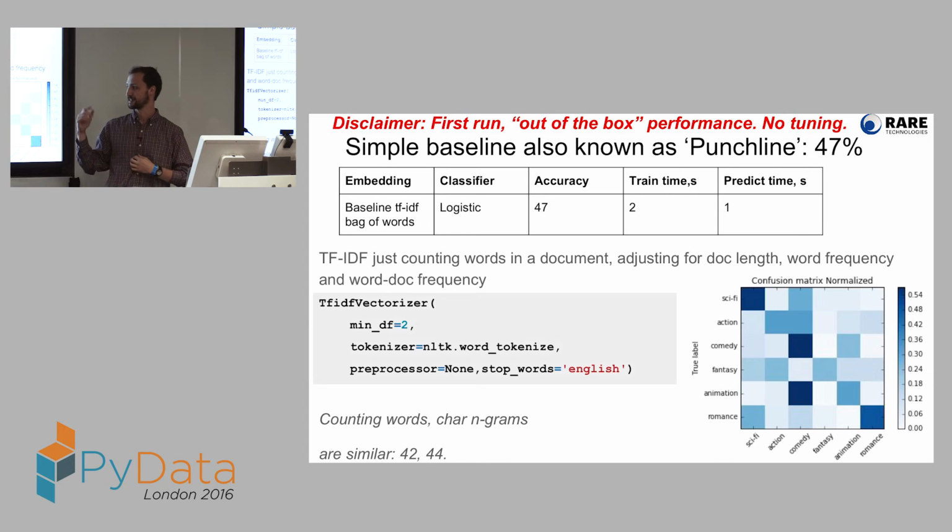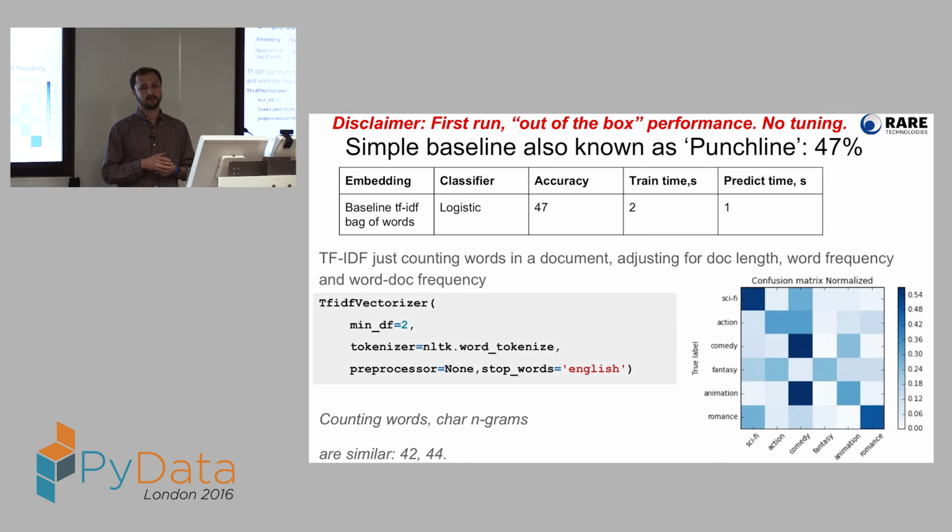Okay, this is a simple baseline. I call it punchline because it gives me 47. It's not that much worse than these fancy neural networks. And this is just simple TF-IDF. This is a very simple model you can do. You just count the words and you adjust a bit for length of document, word frequency, and how often they appear inside the specific document. This is a very simple algorithm people have been using for years. And it already works. So I just do TF-IDF, stick it into logistic, and that already works really well, actually.